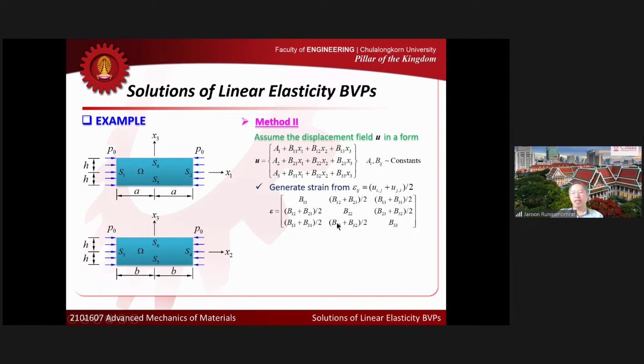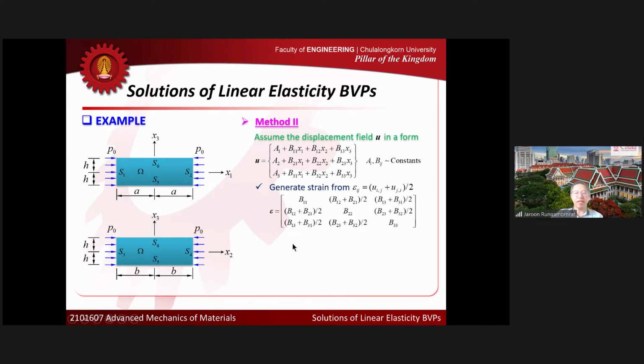And the rest of the components can be obtained in the same way. If you look at the components of the strain tensor that I got from the displacement field here, you can see that it doesn't involve Ai, right? Because Ai, A1, A2, A3 here can be considered as the rigid body translation, so it will not generate strain at all. So you shouldn't be surprised that Ai disappears from the strain tensor.